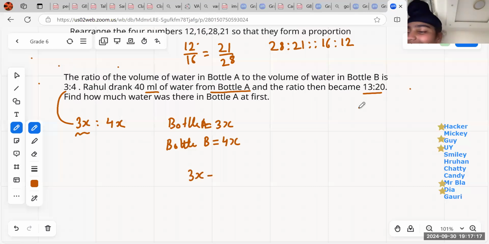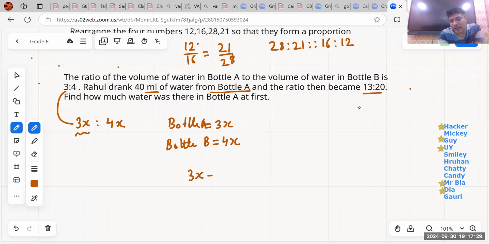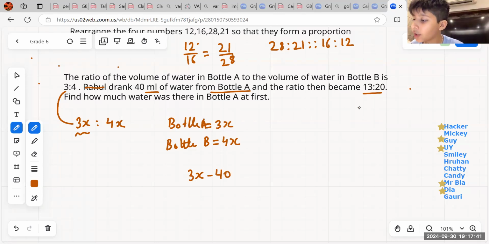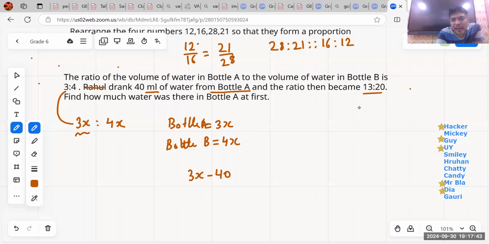See, guys, after Chatty drank from bottle A, how much is left with Chatty? Tell me, Chatty, please tell me. Sir, 260 ml. No, it is 3x minus 40. Sir, I did 30. Any confusion in this? After Chatty has drunk 40 milliliters from bottle A, she is left with 3x minus 40.